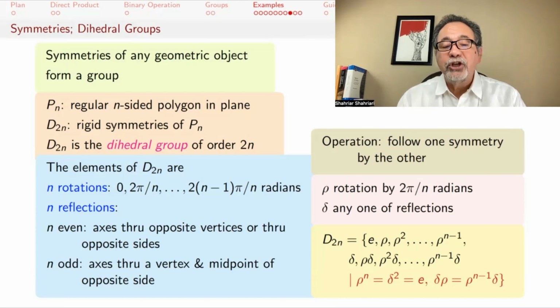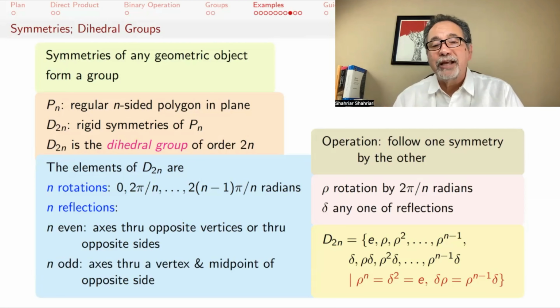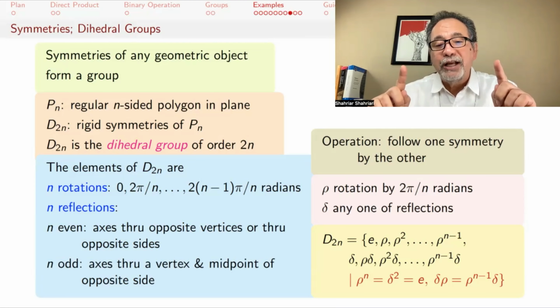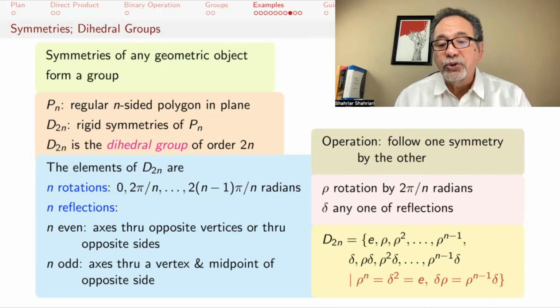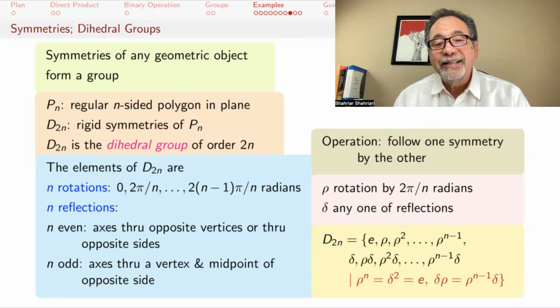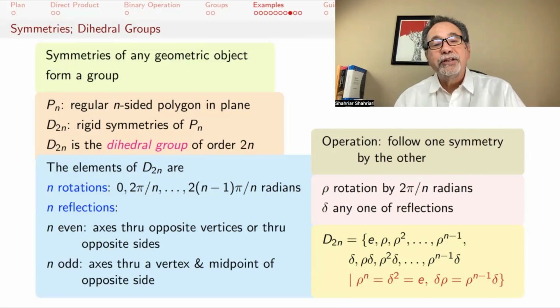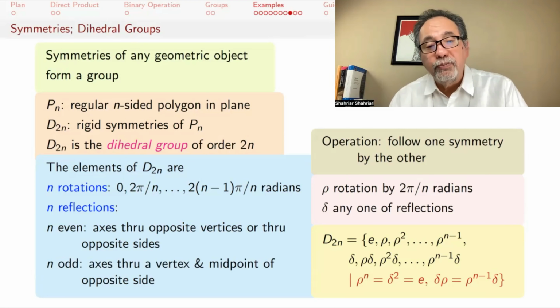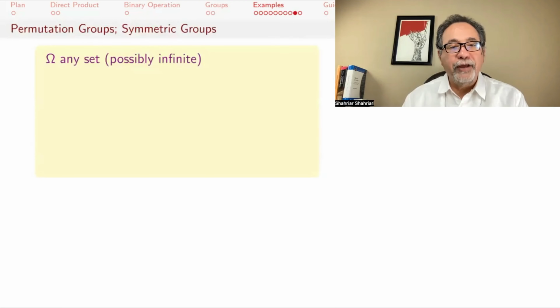The relations are that rho to the n is e. Rho was the rotation, and if you do it n times, you're going to get back to the identity, so that's going to be the same as the identity. And whatever reflection you pick, your delta, when you do it twice, you get back the identity. So rho to the n equals delta squared equals e. There's another relation: delta rho, that means do the rotation first and then do a reflection, is the same as rho to the n minus 1 delta. These two things do not commute, but you can move the rho across delta, but at a price. You have to write rho to the n minus 1. So this is another example of a group.